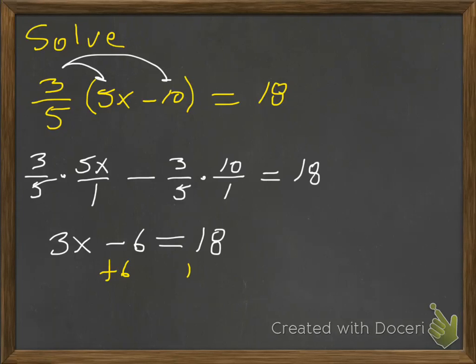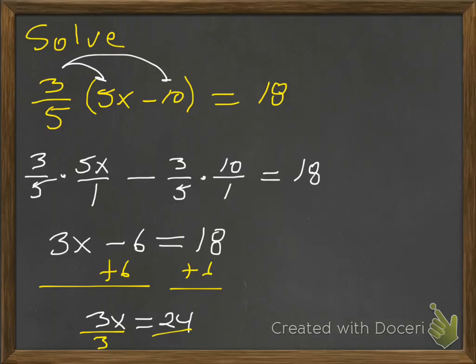You're going to add 6 to both sides because you want to isolate that 3x. Then we have 3x is equal to 3. I'm sorry, not 3. I think that's the next problem we're going to do. 3x is equal to 24.